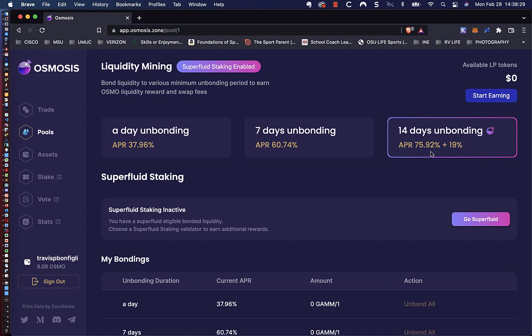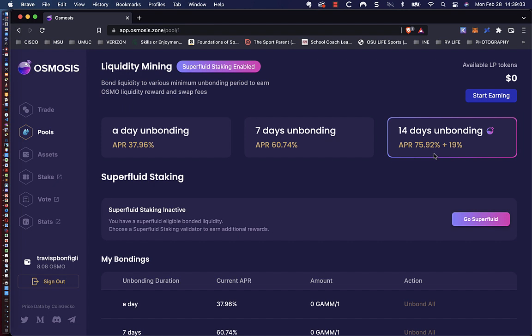Now, let's talk about the interest rates here. If you're looking at this, it says 75.92%. Well, over the last couple days, I've been taking some pictures of the interest rate, and it was 77%. So the drop in the interest rate is not substantial at all. So it went from 77.65 yesterday to what you see here with the Superfluid, which is 75.92 plus 19%. So we're at 94.92% with the Superfluid Staking.